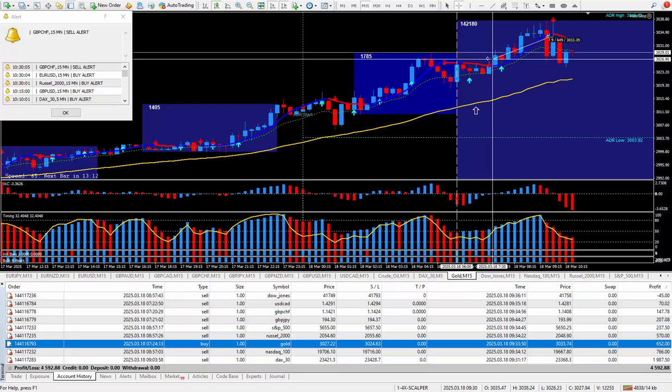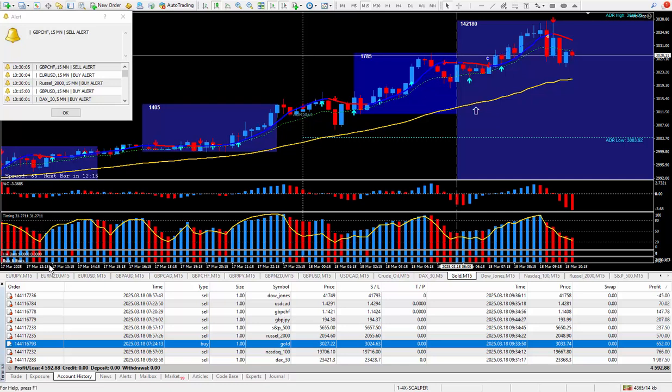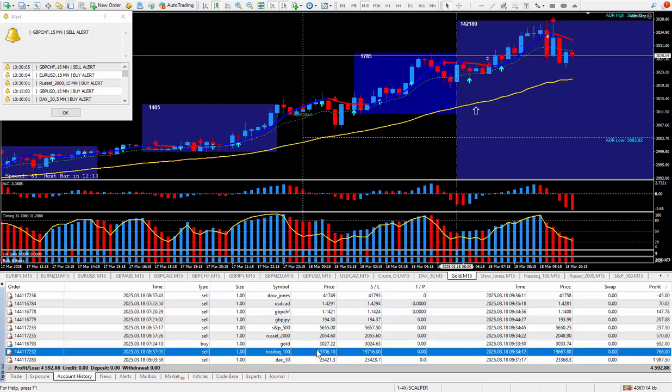65. That's as close as I'm going to be able to get, but it's 65. And those ticks paid out $652. Okay, moving on to the next trade, which is the Nasdaq.